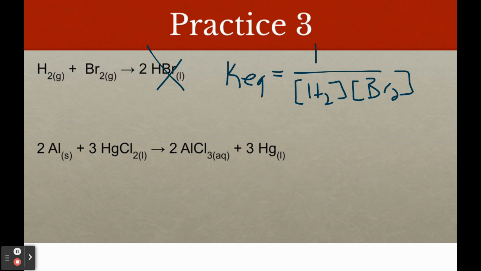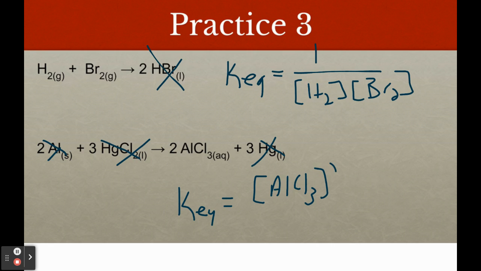Okay, so for our second equation here, we would not include aluminum because it's a solid. We would not include HgCl2 because it's a liquid, and we would also not include Hg because it's a liquid. So our equilibrium constant would just be the concentration of AlCl3 raised to the second power. And there is no denominator here because our reactants would not be included. So that's the equilibrium expression for that reaction.